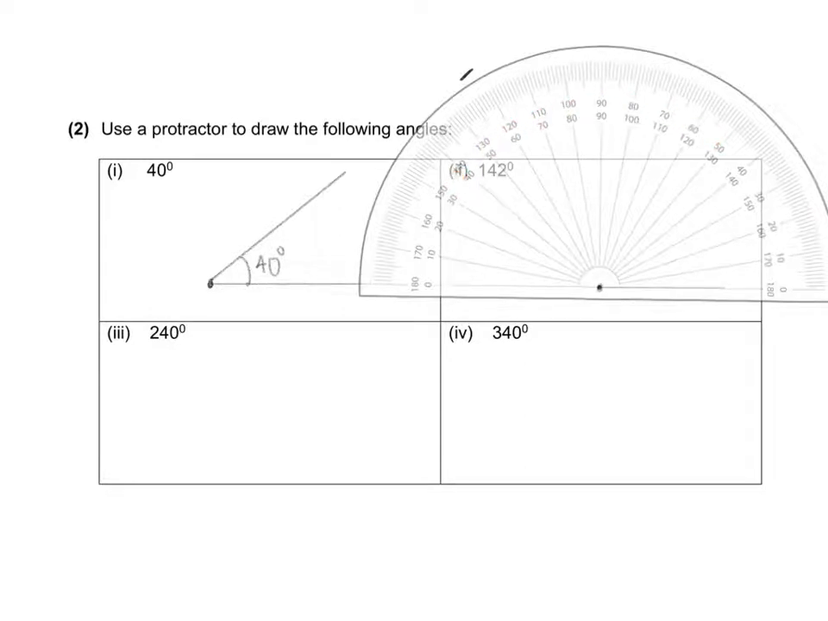142, somewhere over here. Now notice that there are 2 rows of numbers. If I were to follow this number, that means I'll start from 0 over at this side. But since I'm drawing from here, 0 will be the one reading from the outer number. So from here, 0 all the way to 142, so it'll be somewhere over here. So let me make a marking, 142.